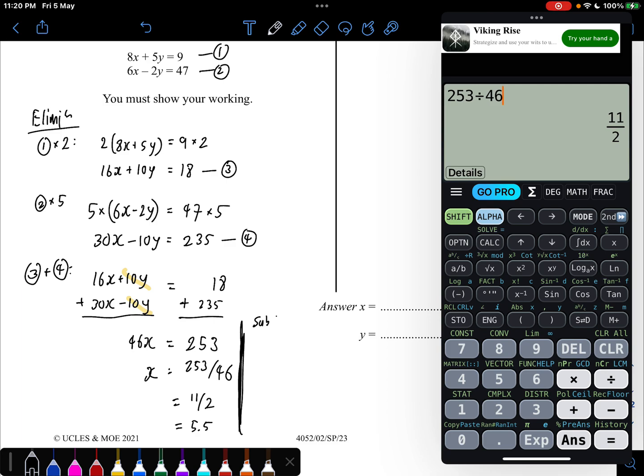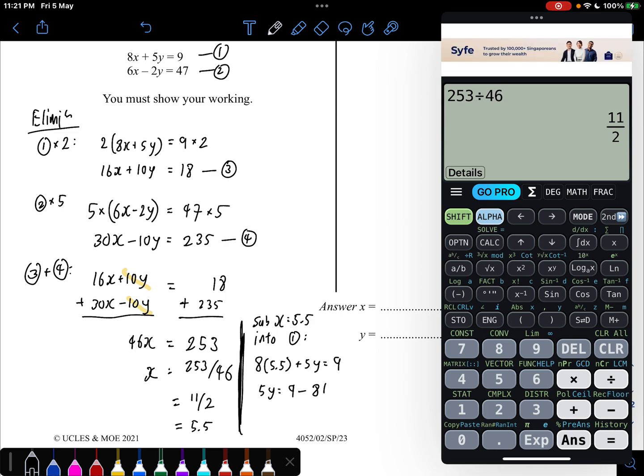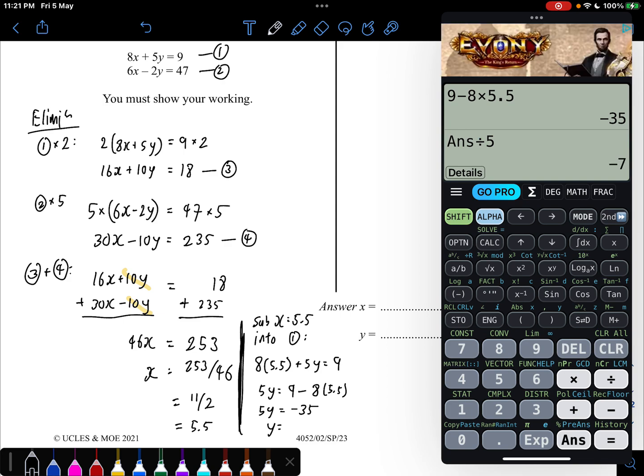So sub the answer for x into equation 1. You could also try equation 2. So we end up with 8 times 5.5 plus 5y equals 9. So 5y equals 9 minus 8 times 5.5. Type in the calculator. 9 minus 8 times 5.5, negative 35 is 5y. So solving for y, you just divide by 5. Divide by 5 and you get negative 7.